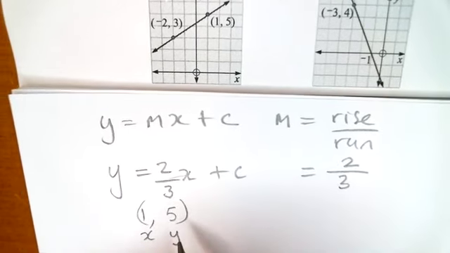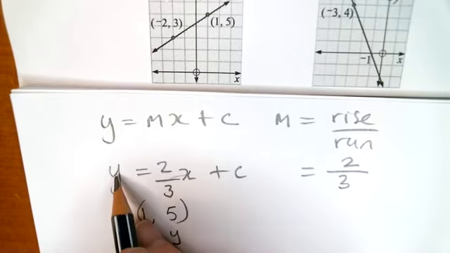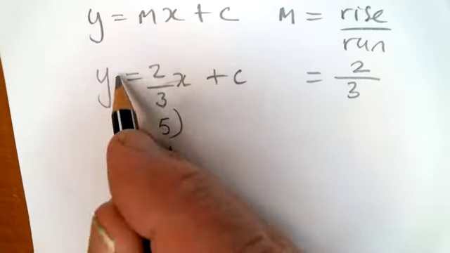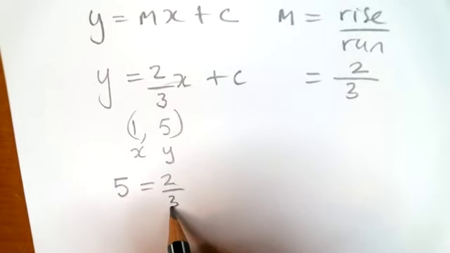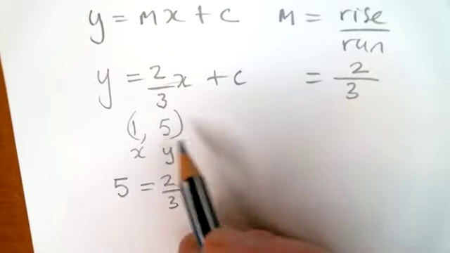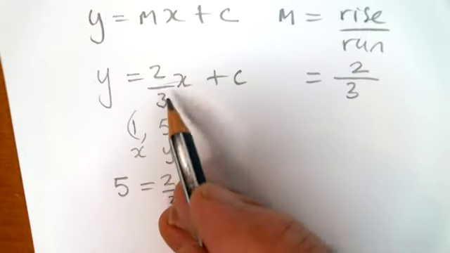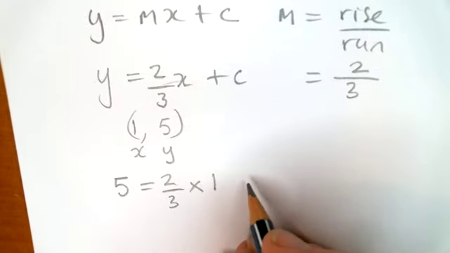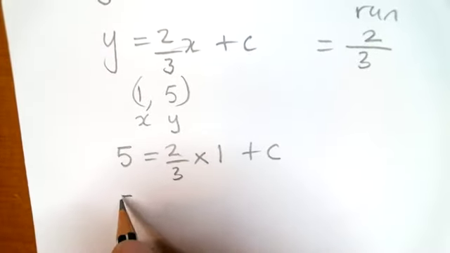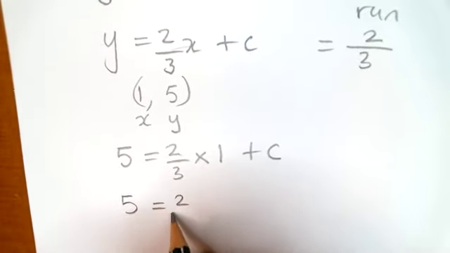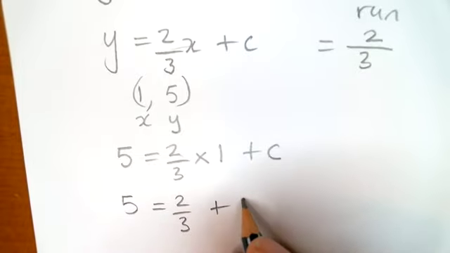So let's substitute those in now. So y is 5. I'm going to rewrite this with y as a 5. I've got 2/3 times, and my x value is 1, so I'm going to put 1 there, plus c. And of course, 1 times 2/3 is just 2/3. So I'm going to have 5 is equal to 2/3 plus c.